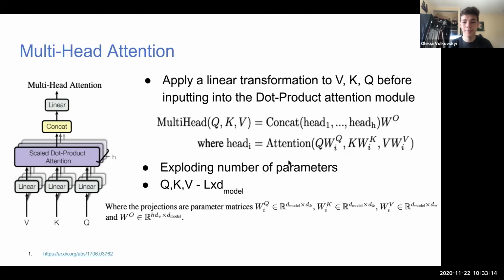And as you might imagine, the number of parameters is pretty large, and just to make it more concrete, the queries, keys, and values are all shaped L by D.